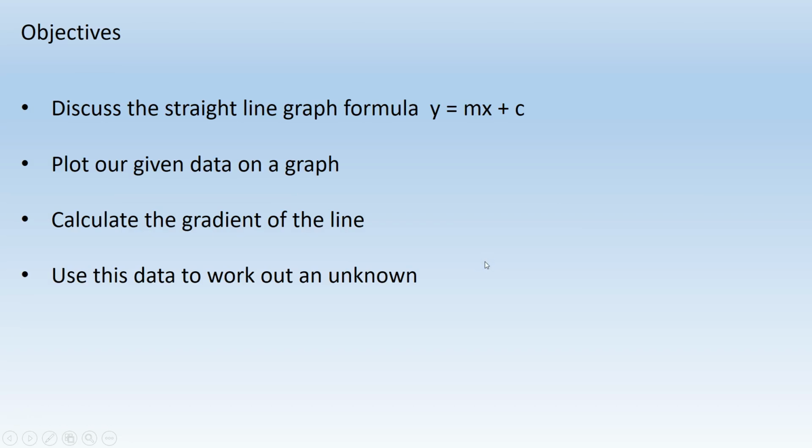So the objectives of this session are: we're going to discuss the straight line graph formula, y equals mx plus c. We're going to plot our given data on a graph, calculate the gradient of the line produced from that data, and then use what we've calculated from drawing our graph to work out an unknown.